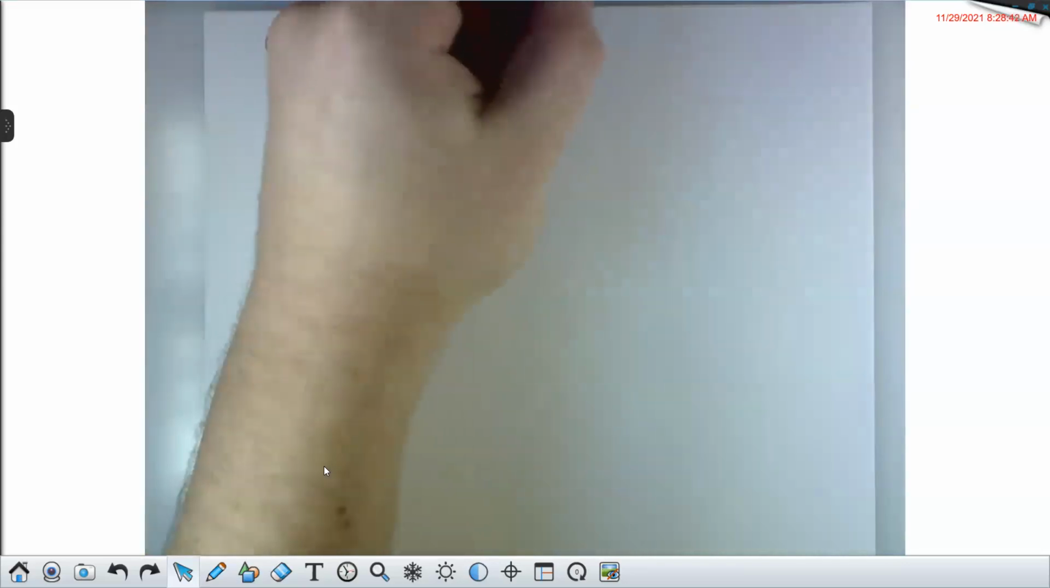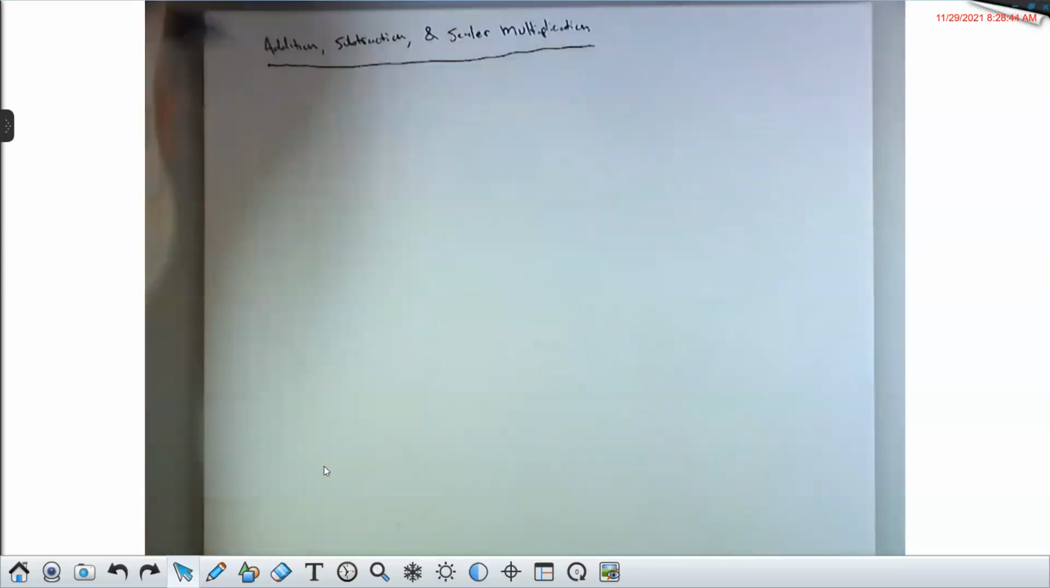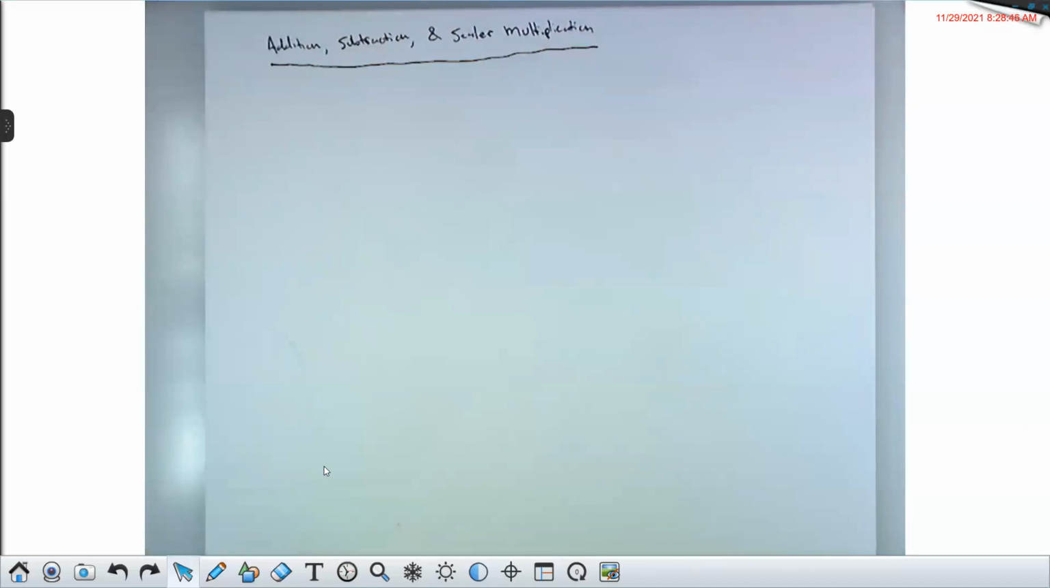Remember back when we talked about transformations of graphs, I referred to multiplying the function by a number as a scaling. That terminology comes from this. So a scalar is just a number, right? A scalar is a constant. It's just another term for a constant.